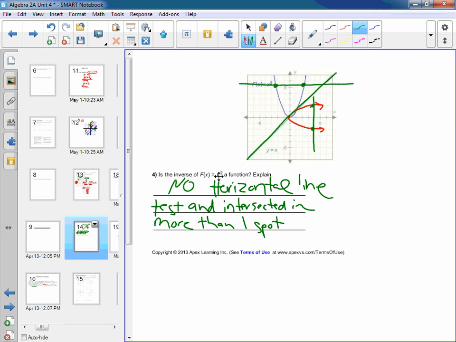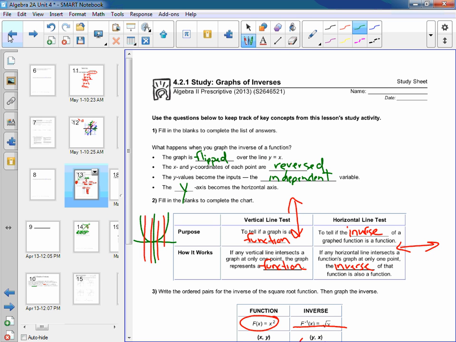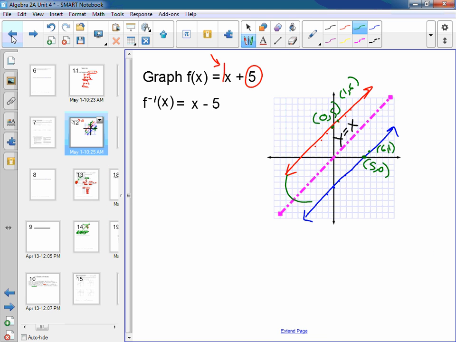So this section 4.2 is pretty simple. That's basically what a lot of the quiz is on Apex, is looking at graphs and telling if the inverse is a function or not. So doing that horizontal line test. It's also knowing that the inverses are flipped over that y equals x line, understanding that the coordinates, if it's 0, 5, on the inverse it's 5, 0, that they're flipped. Okay.